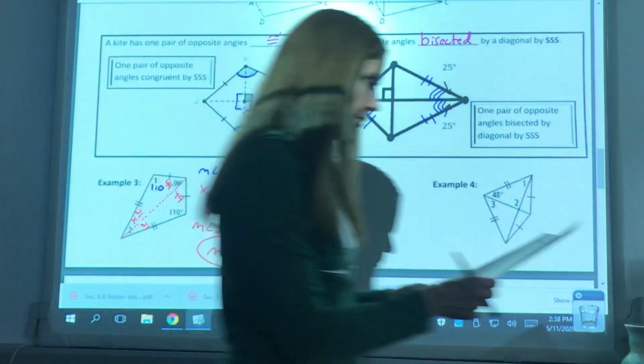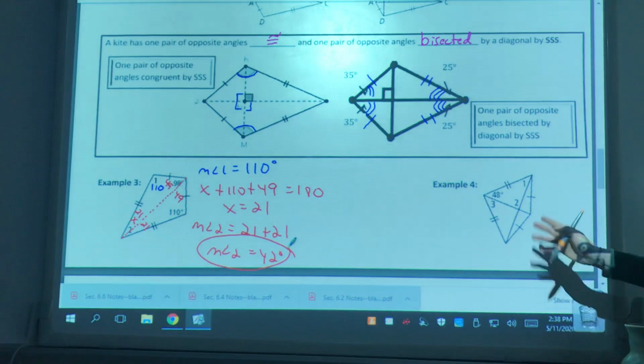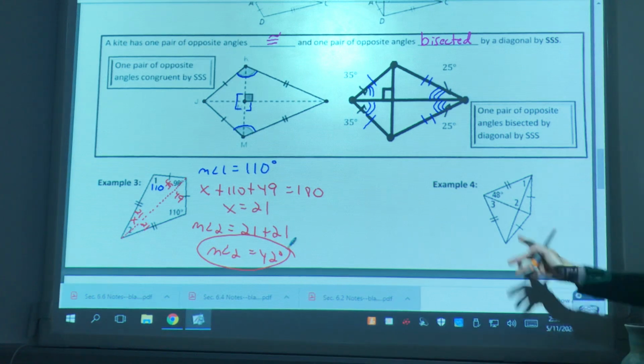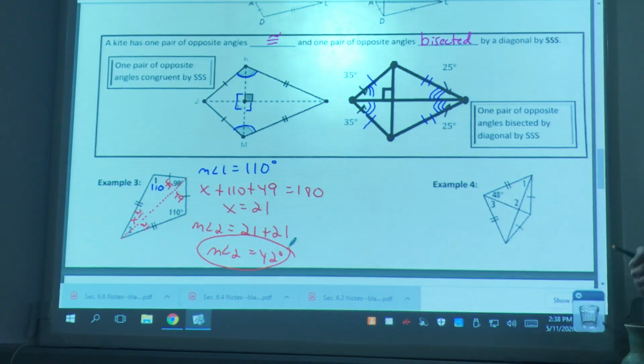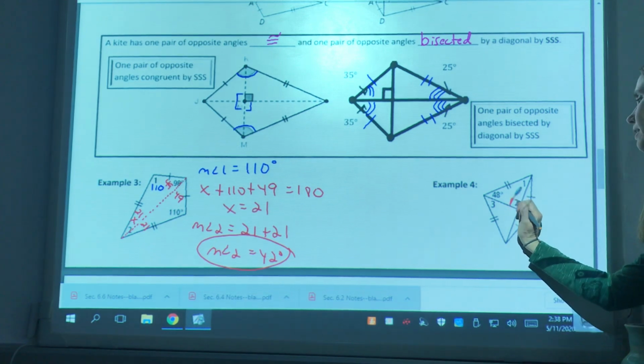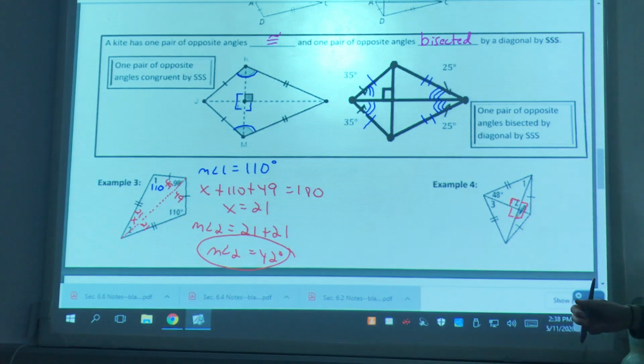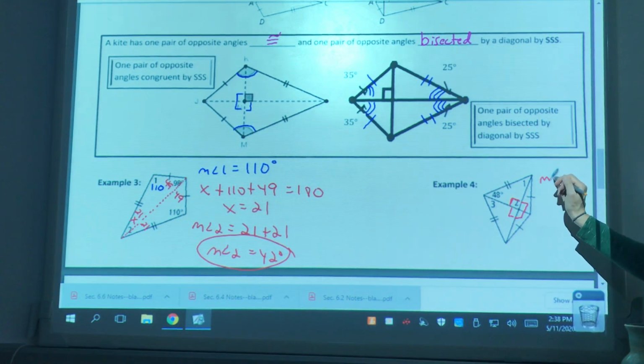Okay, on example 4, I can tell it's a kite. These two sides are congruent. These two sides are congruent. It looks kind of a different kite, but it still fits the properties of a kite. When I see these two diagonals, I automatically remember that property that says diagonals are perpendicular. So I'm automatically going to stick some right angles in here. And so already I know that the measure of angle 2 is 90. I can get that filled in right away.